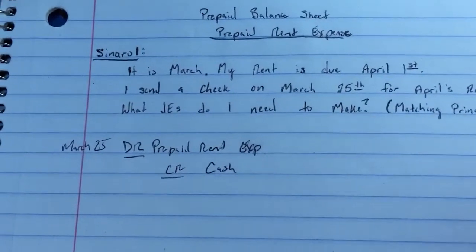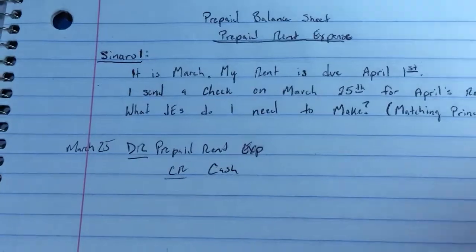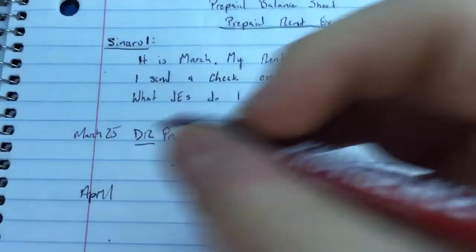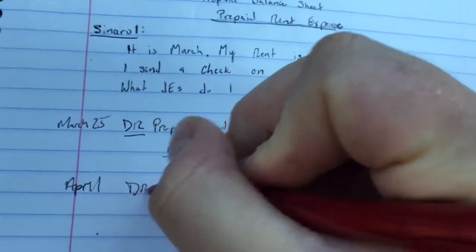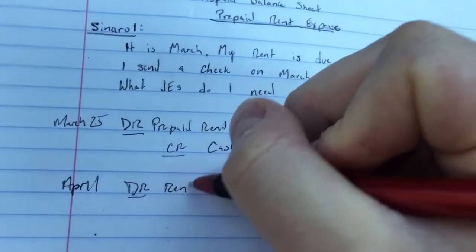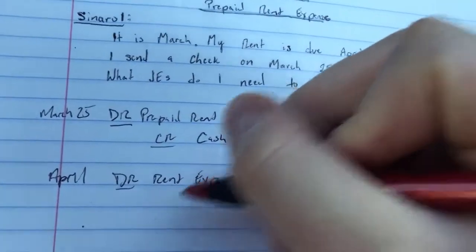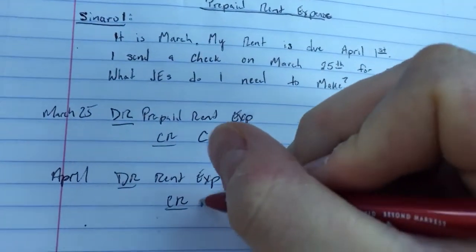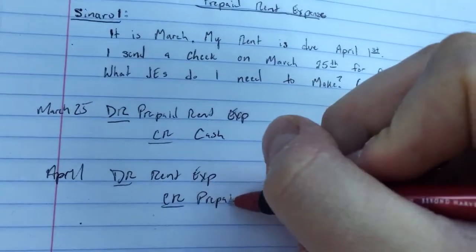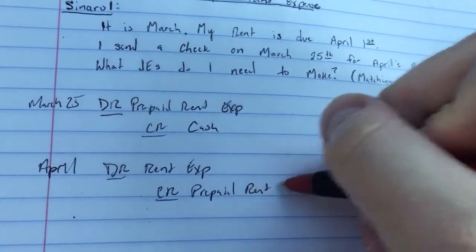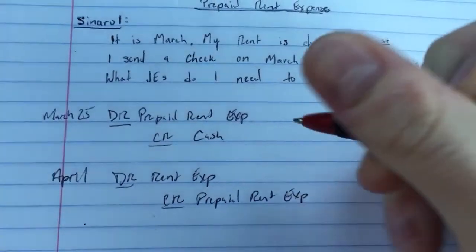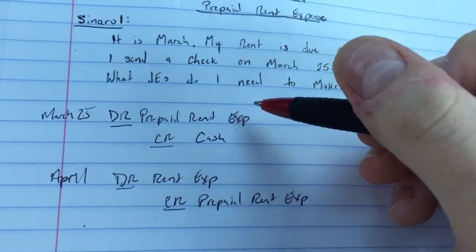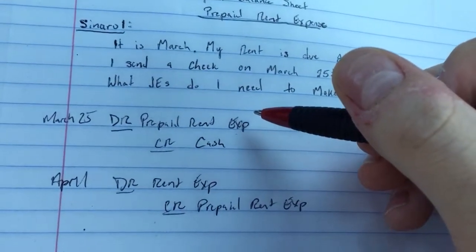So then, when April rolls around, we're going to actually debit our rent expense and credit not cash, but prepaid rent expense, because cash has already gone out the door and we were just holding it as if it were an asset in the meantime.